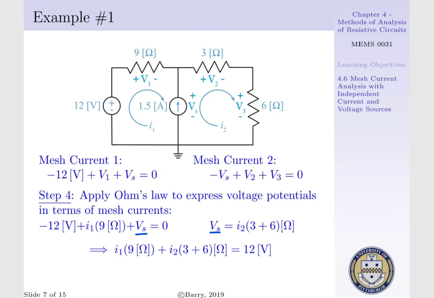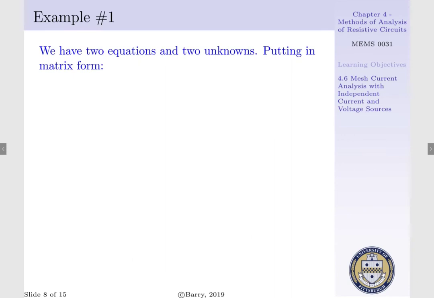Lastly, we need to construct a current source equation. Our current source equation states that I2 less I1 is equal to Is, which is 1.5 amps. Now we have 2 equations and 2 unknowns. We can put this in matrix form.